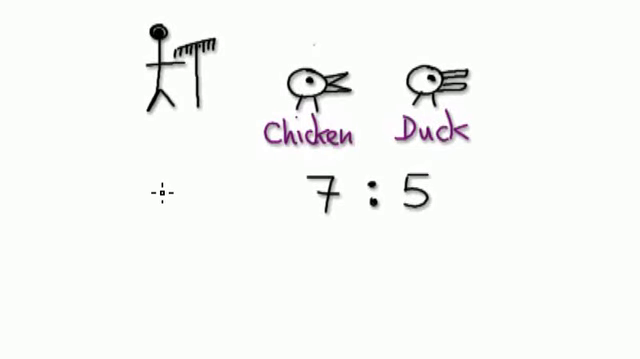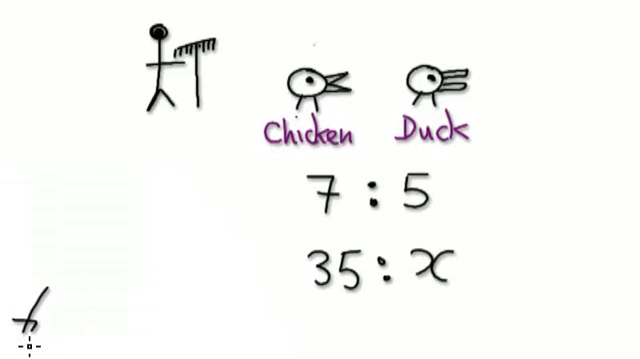So here, the next question is: suppose there are 35 chickens. How many ducks would there be on your farm? And remember, the ratio is 7 to 5, 7 chickens to 5 ducks. Okay, so if there are 35 chickens on your farm, how many ducks would there be? So press pause and have a go.